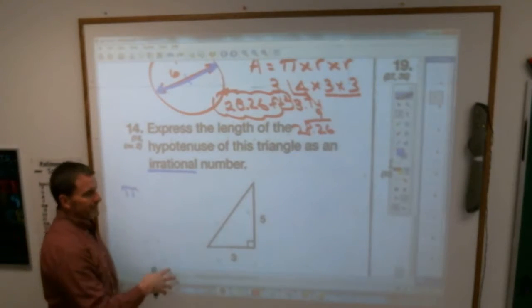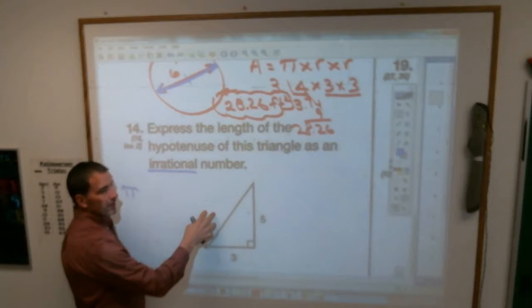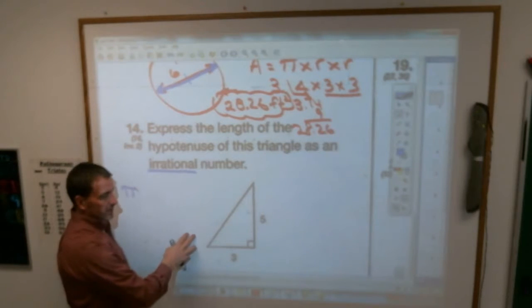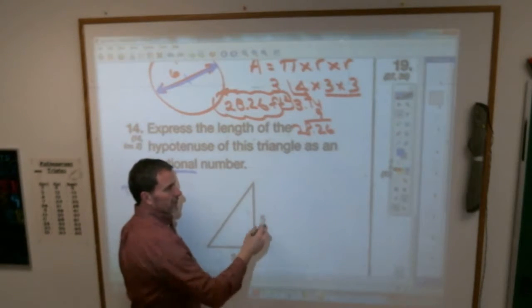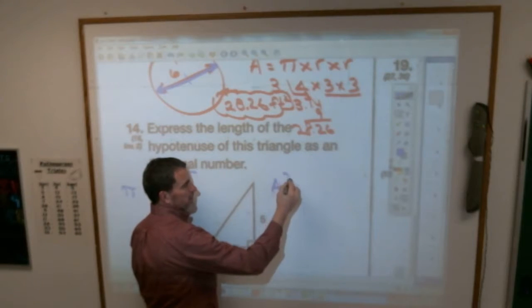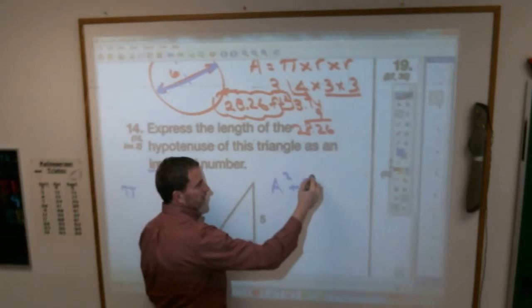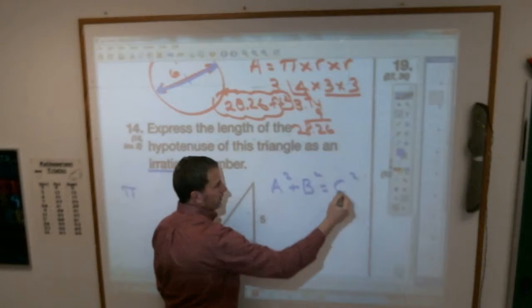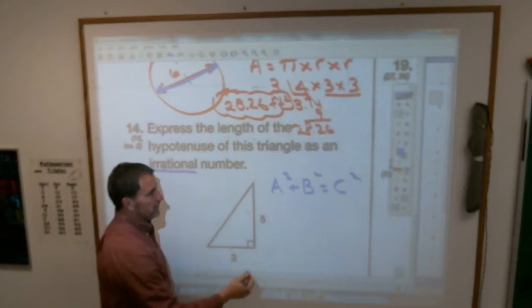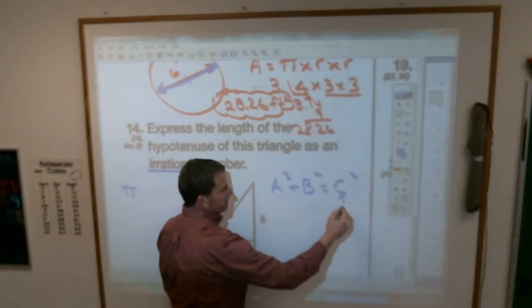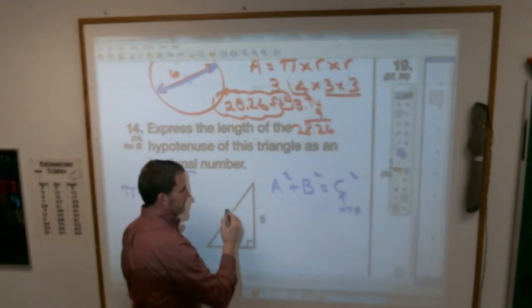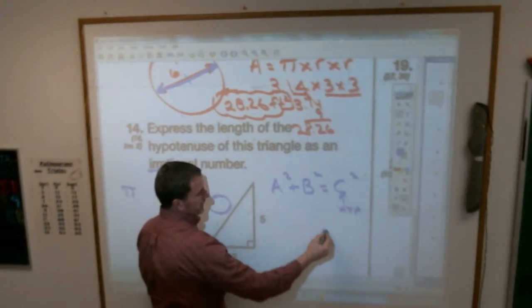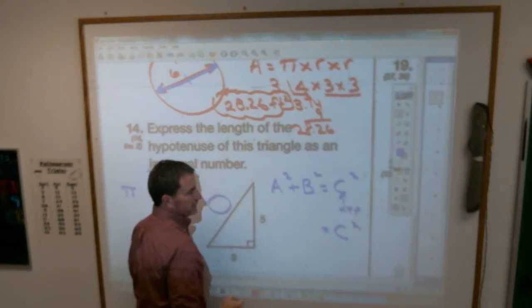So they're telling you right now that when you use the Pythagorean theorem, you're probably going to get a square root that doesn't work out. What is the Pythagorean theorem? a squared plus b squared equals c squared. c is always the hypotenuse. And if you look at this, that's the one we don't know. So it's going to stay c squared. We don't have any idea what it is.